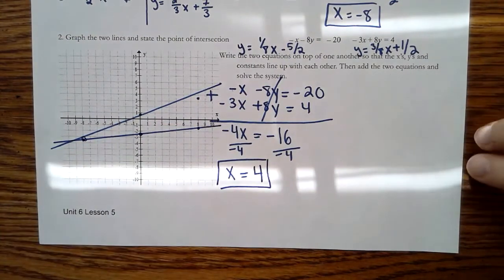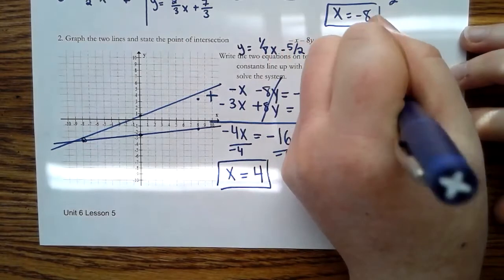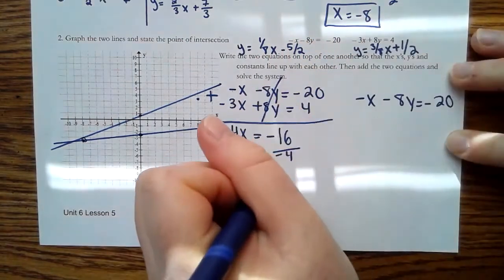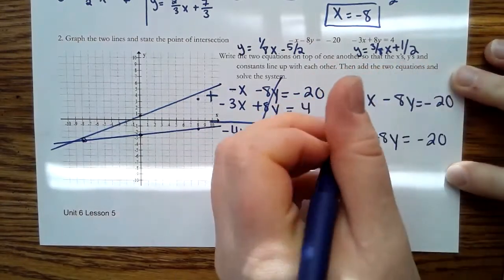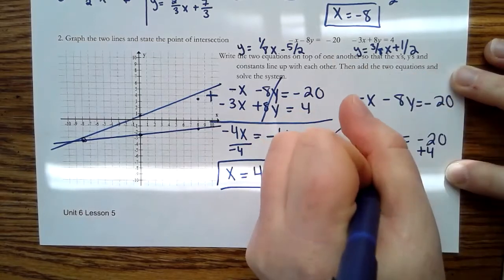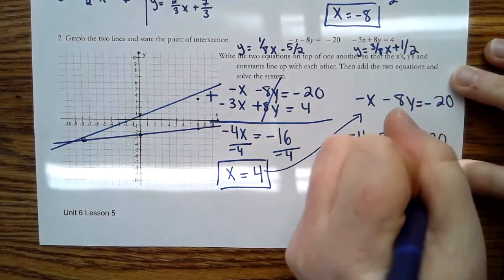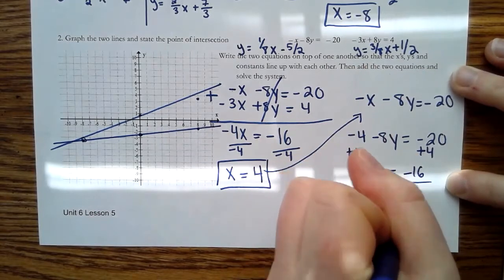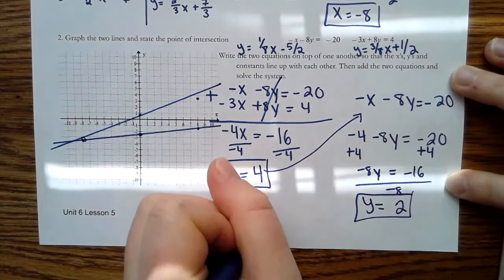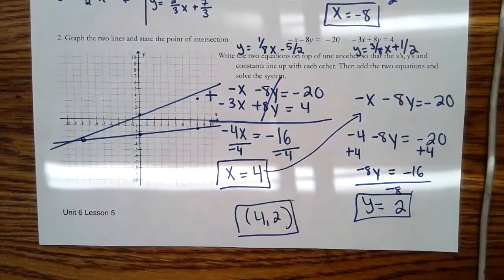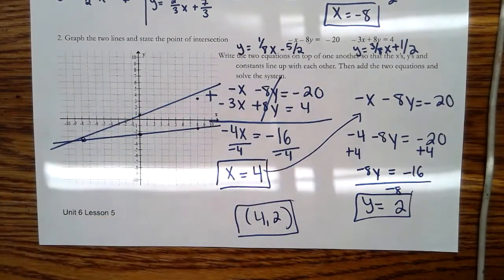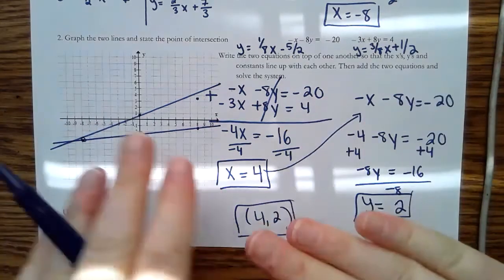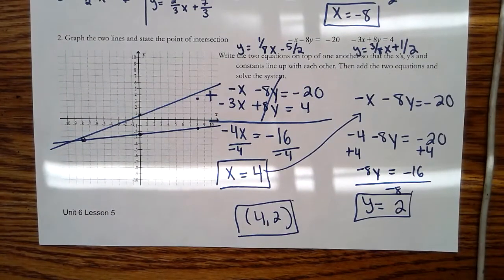And to find y, I'm just going to plug it in. And I got y equals 2. So our answer is 4, 2. So I trust the algebra more than I trust my graphs because of these sketchy lines. Sometimes your graphs aren't the most trustworthy. You got to move on and try the algebra.